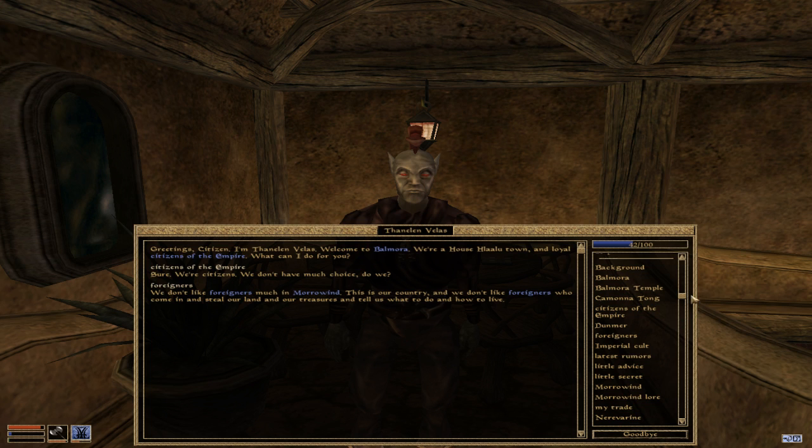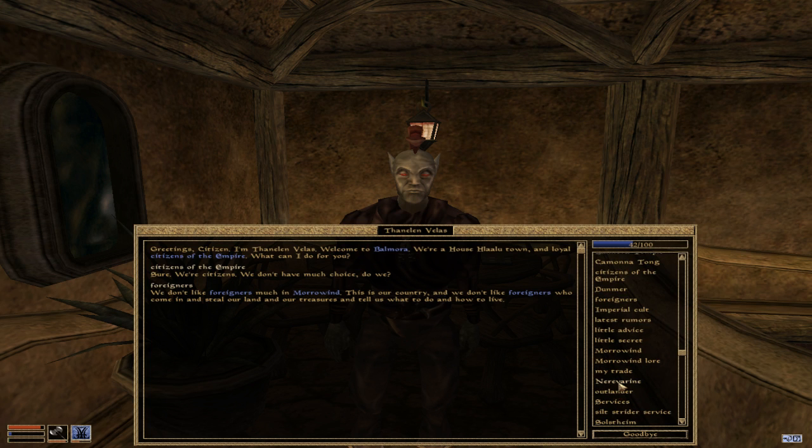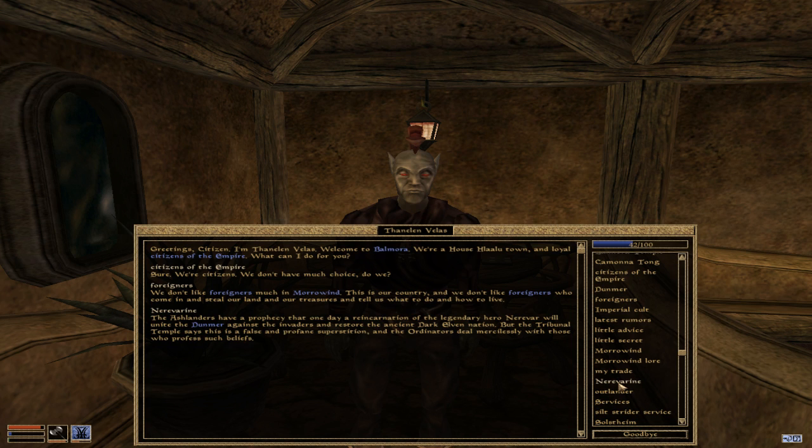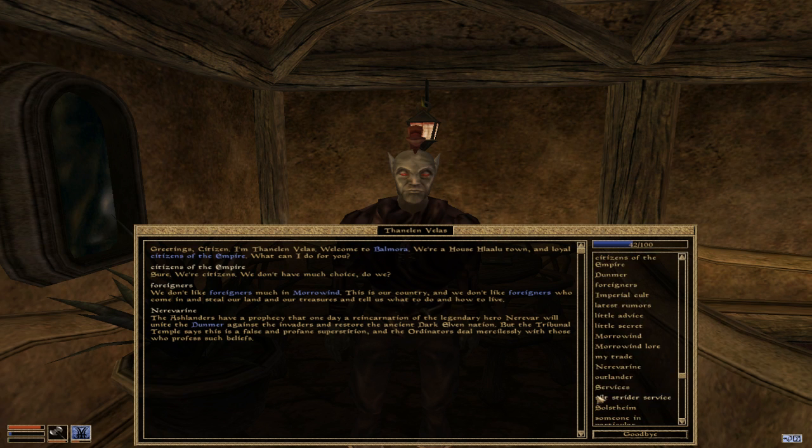Foreigners. I've heard this before. So, Nerevar. The Ashlanders have a prophecy that one day a reincarnation of the legendary hero Nerevar will unite the Dunmer against the invaders and restore the ancient dark elven nation. But the Tribunal Temple says this is a false and profane superstition, and the Ordinators deal mercilessly with those who profess such beliefs.